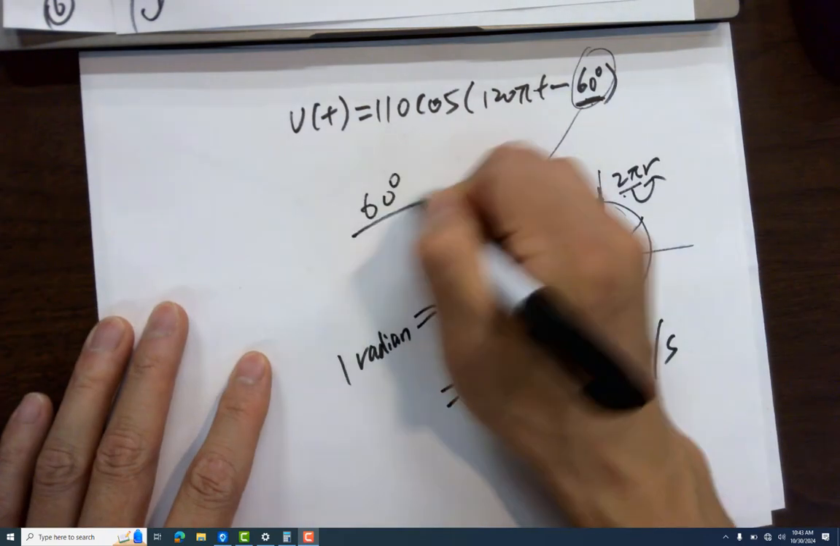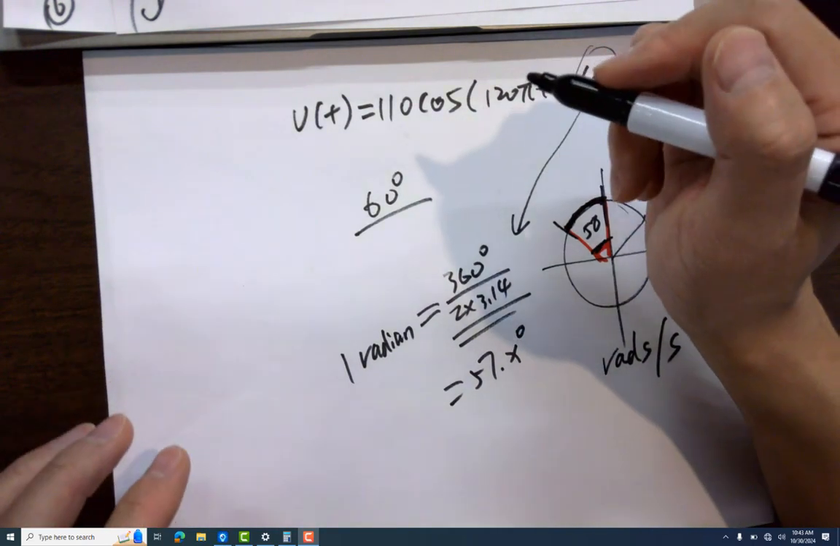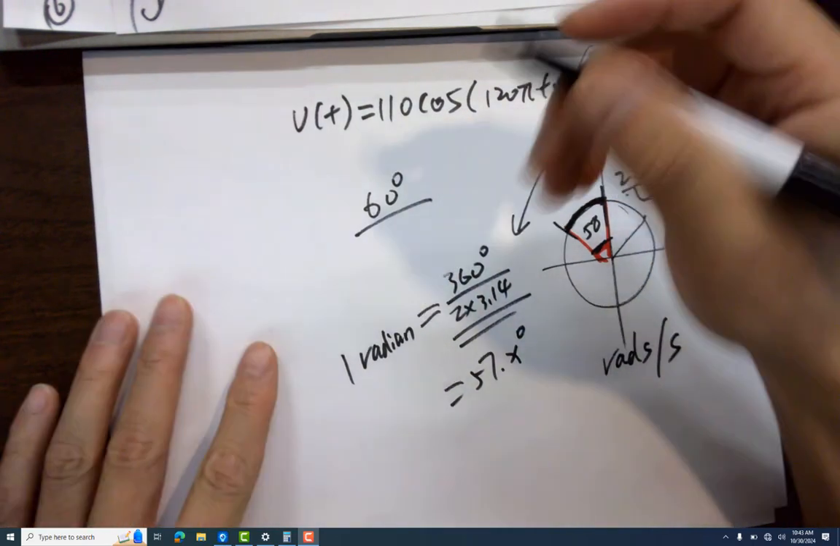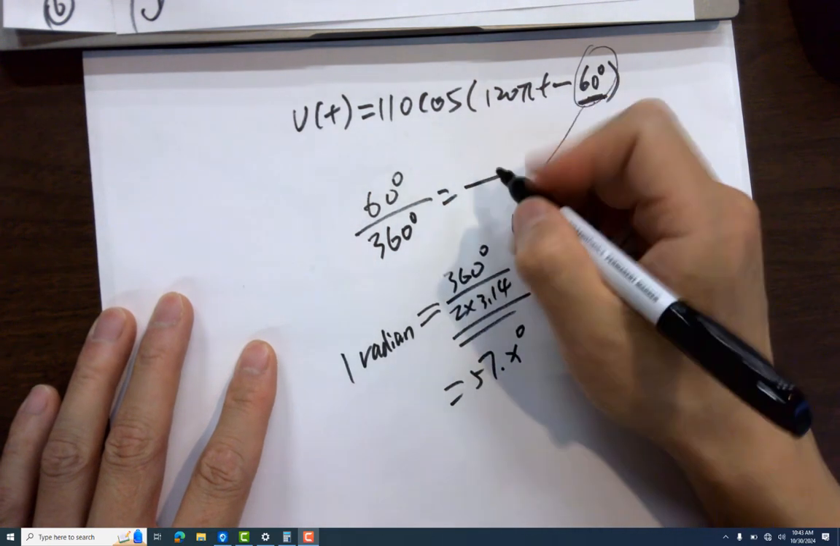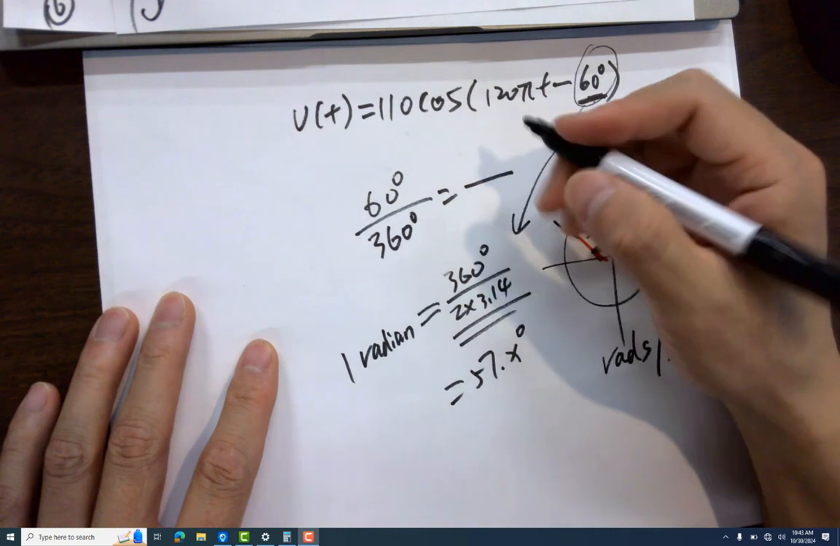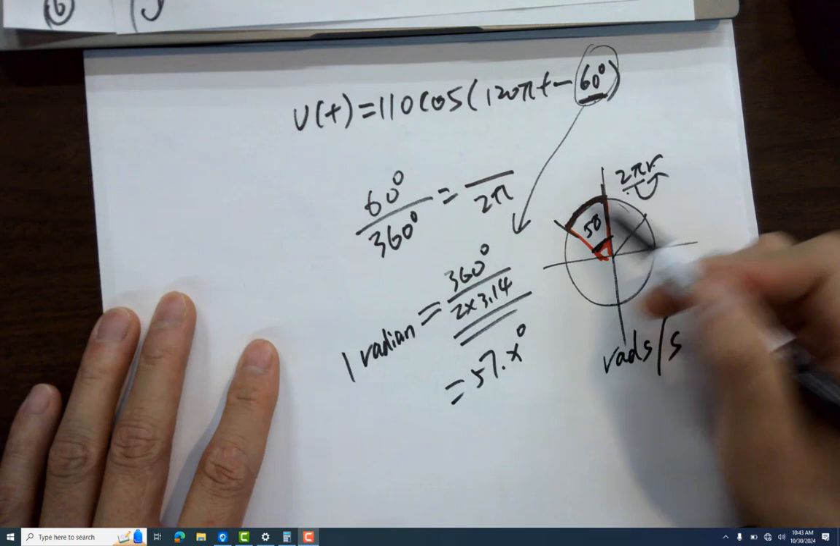So 60 degrees, how many radians? How many degrees do you have for the full circle? How much radians do you have for the whole circle? 2 pi. I told you, 2 pi radians.